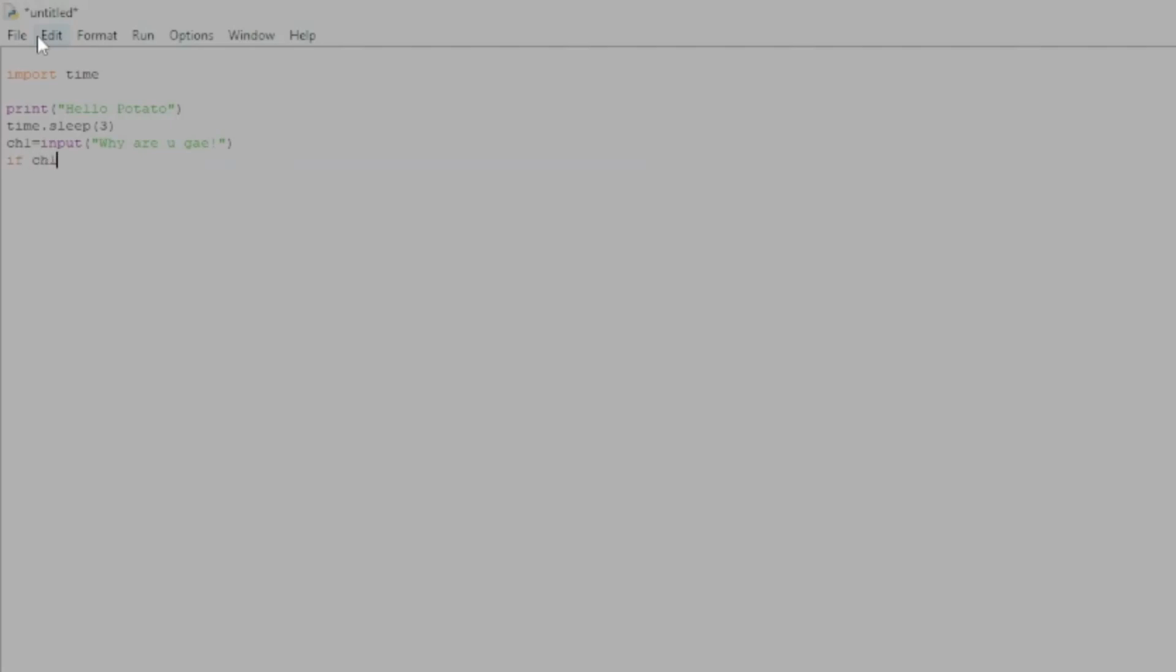If ch1 equals, okay, print ooh. elif ch1 equals no, print lie. Very cool, very cool.